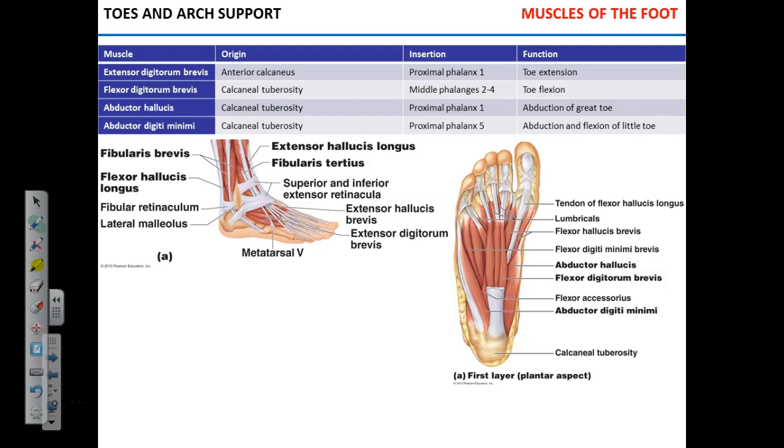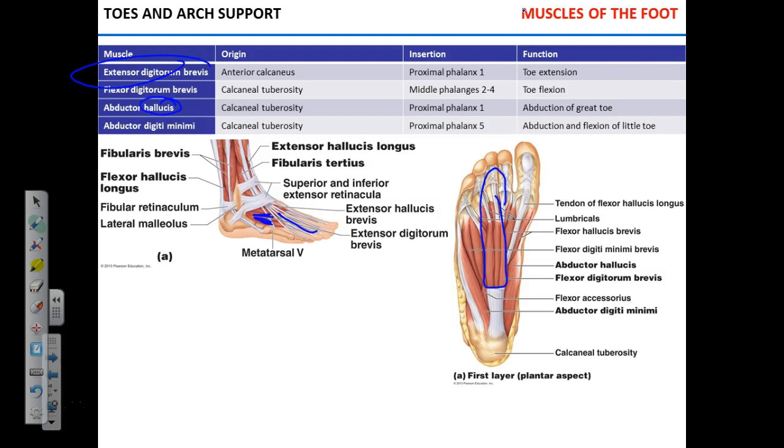So first of all, you've got flexor digitorum brevis. You have longus and you have brevis, okay? They flex your toes. You've got extensor digitorum brevis, okay? Which is a rather small muscle, okay? You can see the ligaments and you see those little muscles right here. Okay, they extend the toes.